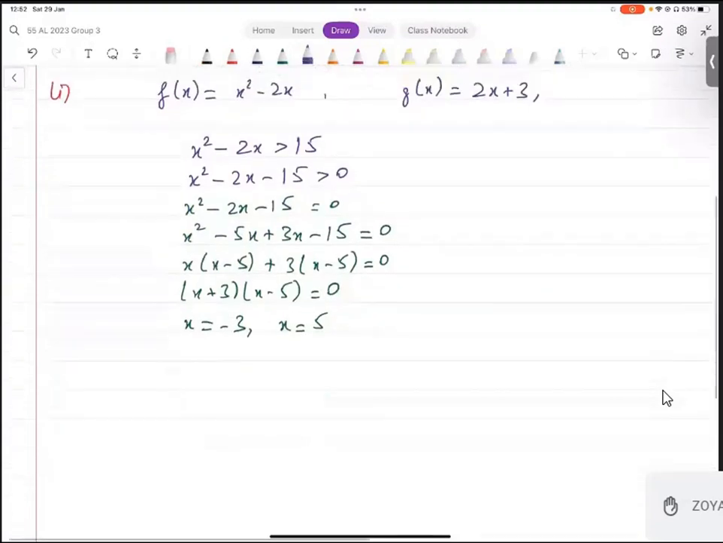So what about the solution for this inequality then? What will the solution of this inequality be? What do we write at the end? Anyone? What are the possible values of x?